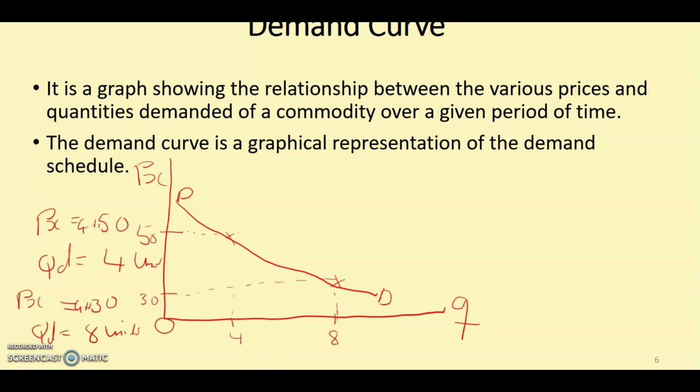That is why we refer to it as the graphical representation of various prices, the prices being 50 and then 30, and the quantity demanded of the commodity in terms of the 4 and then 8 units. So this is how the demand curve looks.